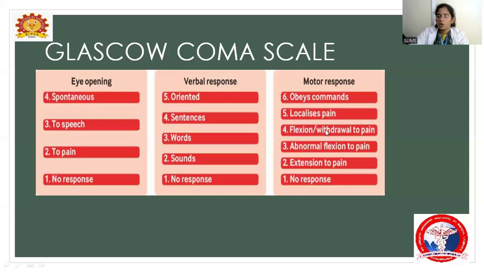M4 is flexion or withdrawal to pain. In this case also consider, for example, you are applying a painful stimulus to the suprasternal area, but the patient will not raise his arms to the suprasternal area. That is, he will not localize to the pain, but a flexor or withdrawal response to the pain will be present. M3 is abnormal flexion to pain. M2 is extension to pain. M1 is no response. So M3 is also called decorticate. M2 is also called decerebrate. Okay.